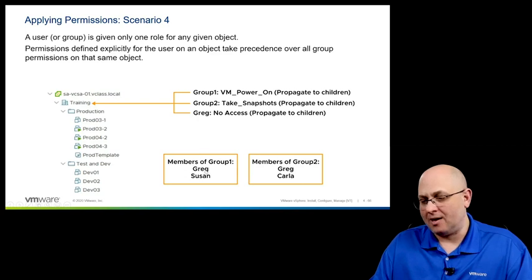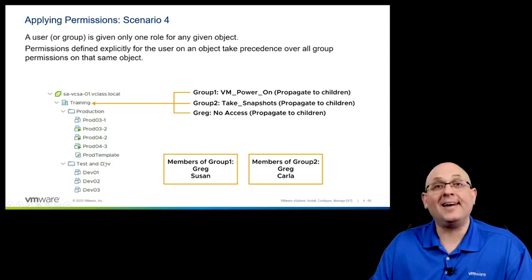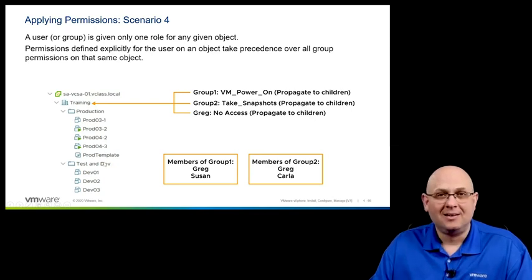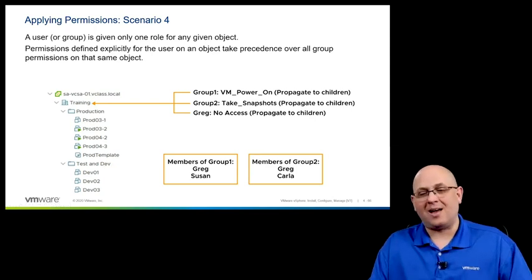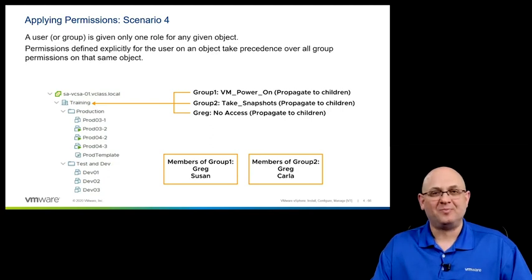Yes, it happens that Greg is a member of group 1 and group 2, and if this permission didn't exist, Greg would have the union of these privileges. But because we explicitly created a permission that said no access, then Greg has no access. We're picking on poor Greg, but there you go.